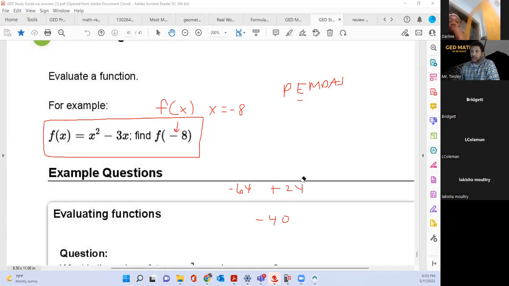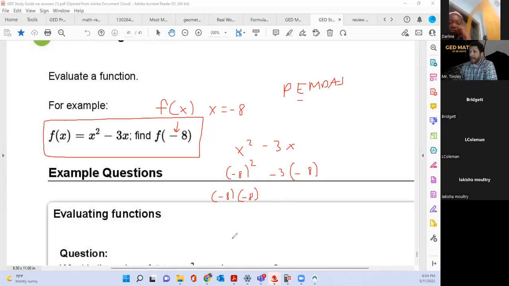Darlene was 100% right when she said everywhere you see x, put a -8. My suggestion to you is this: if they give you a negative number, put it in parentheses no matter what. So instead of x squared minus 3x, I'm going to put (-8) squared minus 3 times x in parentheses -8. What you should know now is that (-8) squared really means -8 times -8.